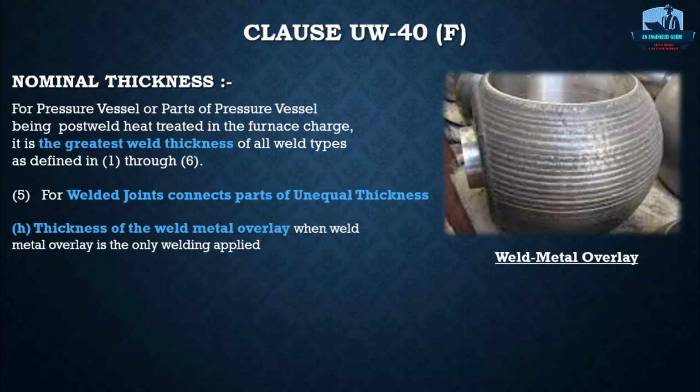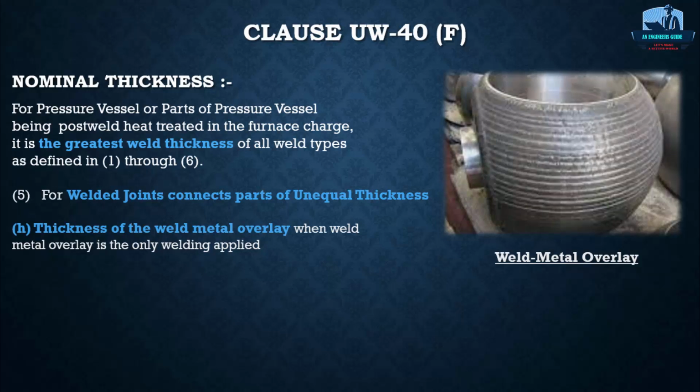Now let's understand point number 5h. Point number 5h is for weld metal overlay. When you see there is a weld metal overlay over the metal, in such cases you have to consider the thickness of the weld metal overlay as the nominal thickness. So this is all about point number 5.